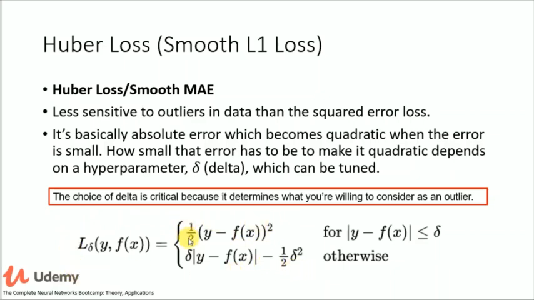So this is the MSE when the error is smaller than delta, and we said we're going to assume that delta is equal to 1. And when the error is bigger than delta, so when the error is bigger than 1, you're going to have your MAE minus 0.5. If you substitute 1 here, you'll just get 1 times the error minus 0.5 times 1, which is basically just your absolute error minus 0.5. Okay, so this is the Huber loss. It's a combination of both the L1 and L2 loss. The choice of delta is critical because it determines what you're willing to consider as an outlier. Here we said delta is 1, but now I'm going to show you the effect of tuning this delta.